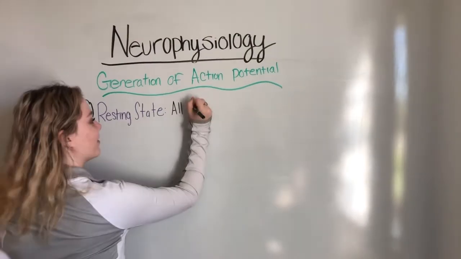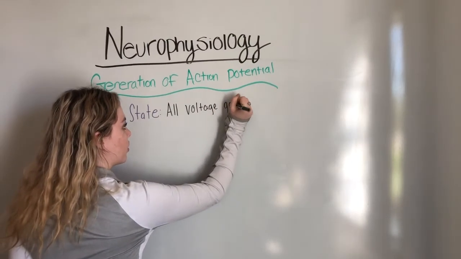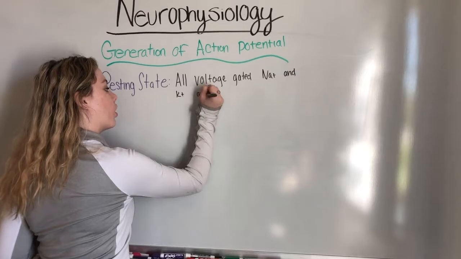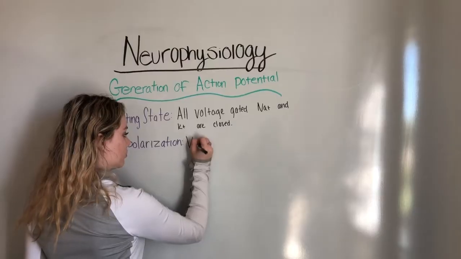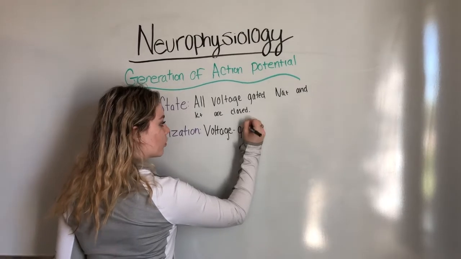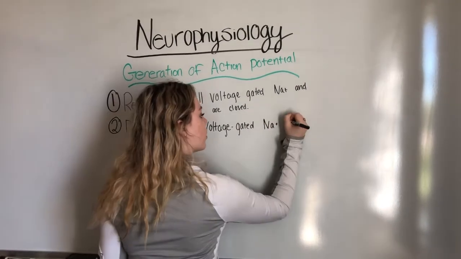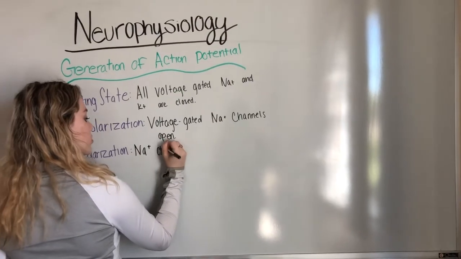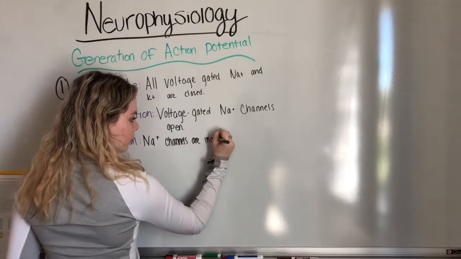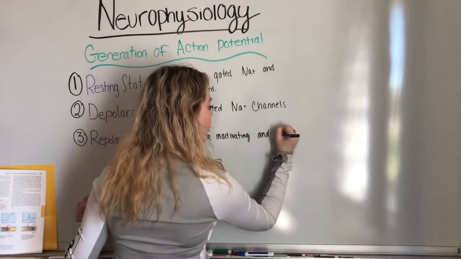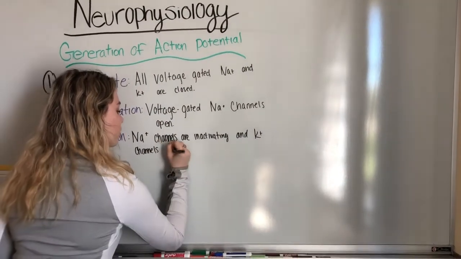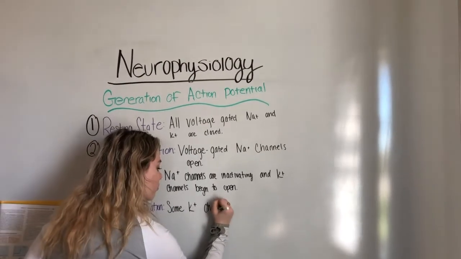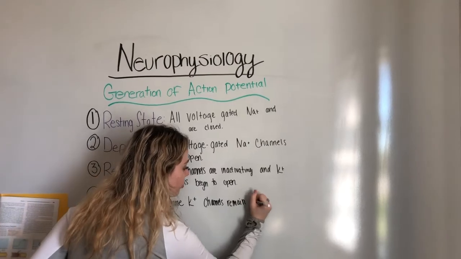During the generation of an action potential, we start with a resting state where sodium and potassium channels are closed and the membrane is set at negative 70 millivolts. During depolarization, the graded potential meets the threshold, which is negative 55 millivolts, and creates an action potential, making sodium channels open and the membrane more positive, or depolarized. In repolarization, the sodium channels start to become inactive and potassium channels begin to open, causing the membrane to return to its resting state. In hyperpolarization, some potassium channels stay open, causing an undershoot, but eventually close, and sodium channels reset.